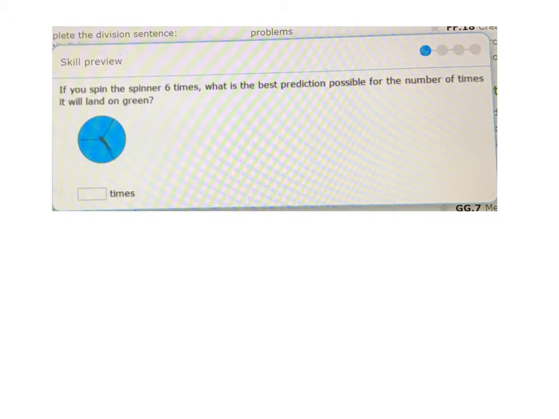In this video, we'll look at using probability to make predictions. So this first example is kind of silly, but it says, if you spin the spinner 6 times, what is the best prediction possible for the number of times it will land on green? So really, it doesn't matter how many times we spin the spinner because green is not one of our possible outcomes, so our answer is 0, no matter how many times we spin it.